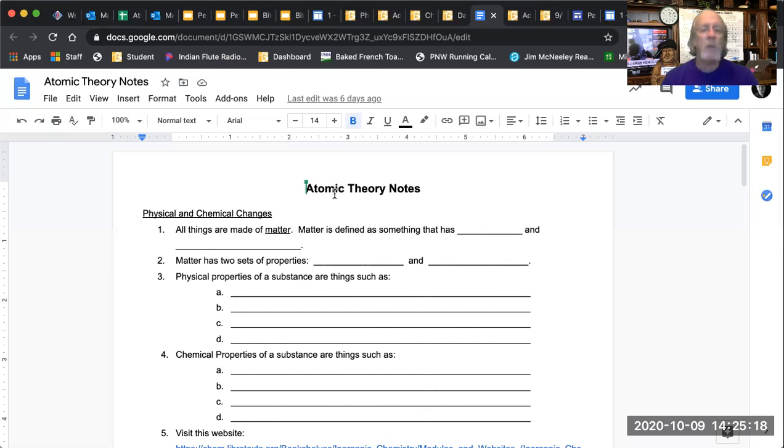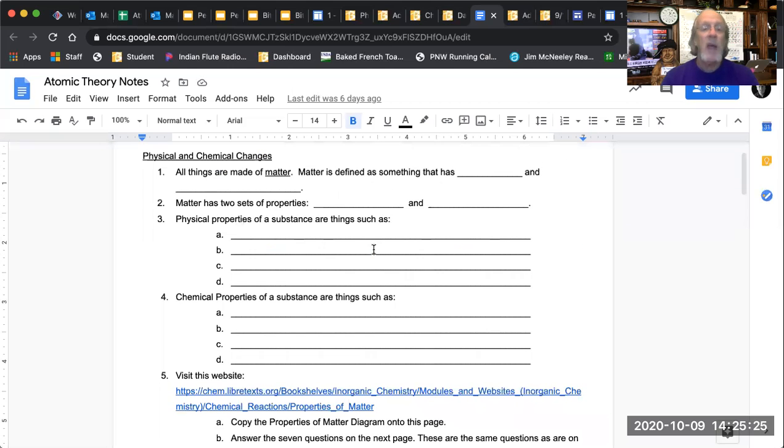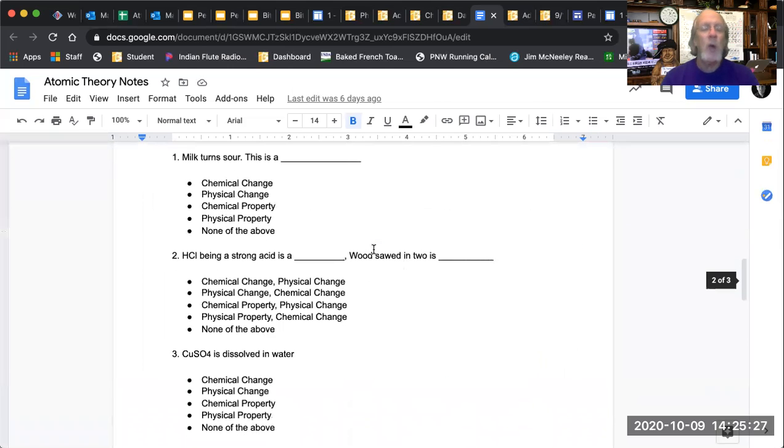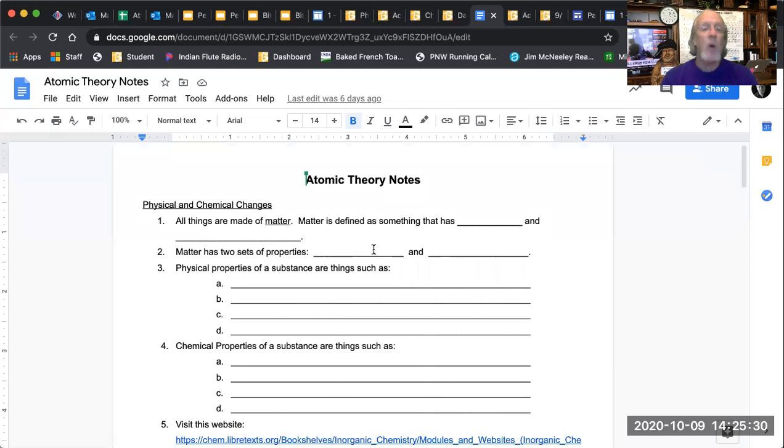All right, now that we've laid that out for you, number 1 on these notes. We're going to complete these notes and then go to some questions. All things are made of matter. That's fundamental to chemistry. Matter is defined as something that has mass and occupies space. Everything in the universe is made of matter. Matter has 2 sets of properties, physical and chemical. We were just talking about some of those.